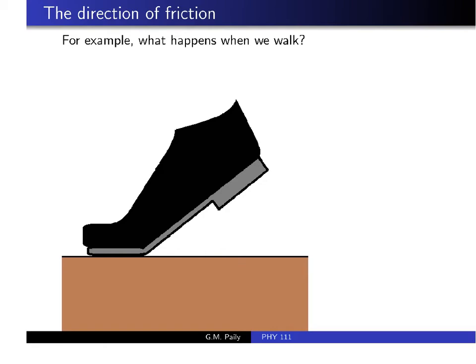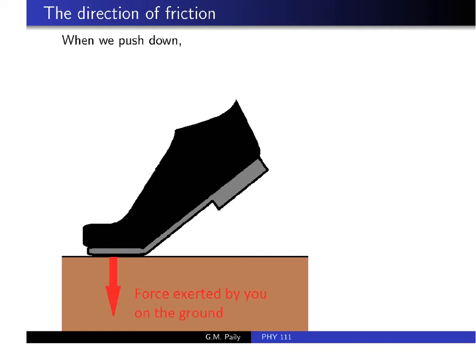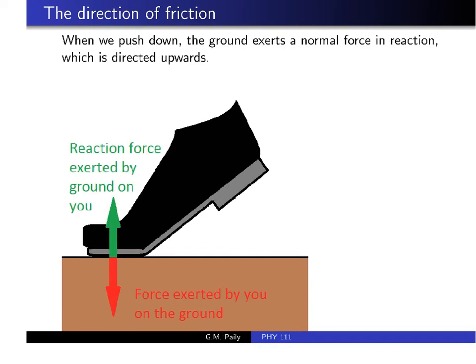Let's look at what happens when we try to walk. When we push against the ground, we push down and backward. So there is a component of the force exerted by us on the ground. This is the normal force that we exert on the ground. And in response, the force of the ground exerted on us. So this is a normal force, and this is also a normal force. Remember, they belong in different free body diagrams. This is in the ground's free body diagram. This is in our free body diagram.